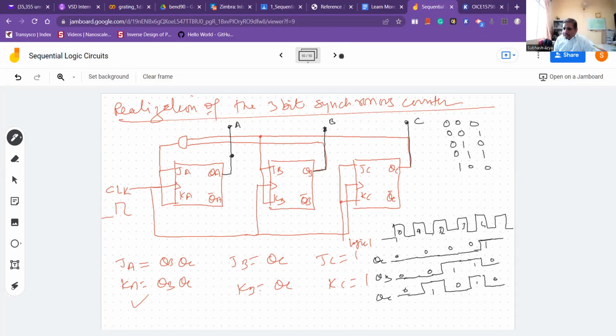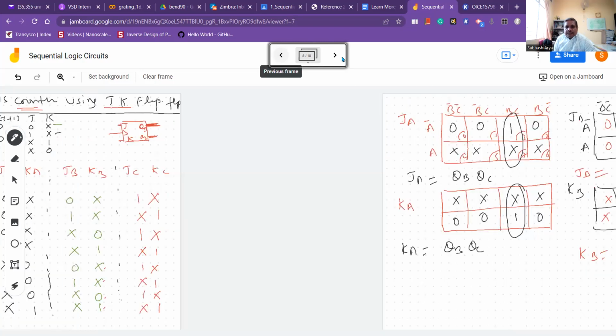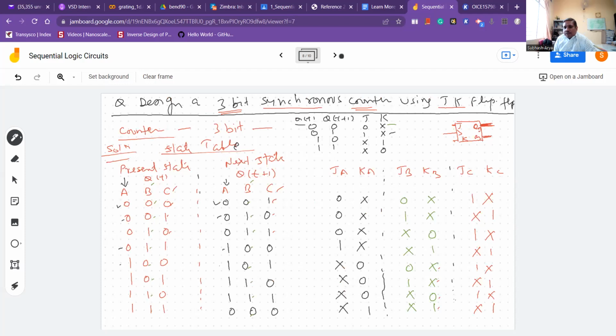You can draw the timing diagram also. So this is the complete circuit diagram of your 3-bit synchronous counter. I hope you could understand. So let us revise it. What were the steps? First, from the statement of the problem, you have to determine how many flip-flops are required. You have to know the excitation table of the respective flip-flop, and make the state table with present state, next state, and the inputs of the flip-flops. Fill up this information for present state 0, 0, 0 to 1, 1, 1, and next state from 0, 0, 1 to 0, 0, 0.